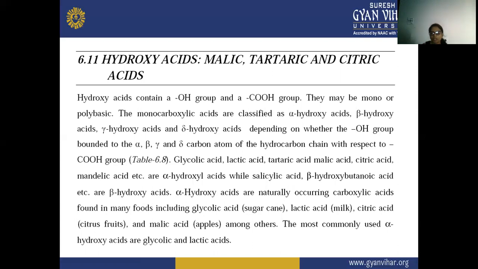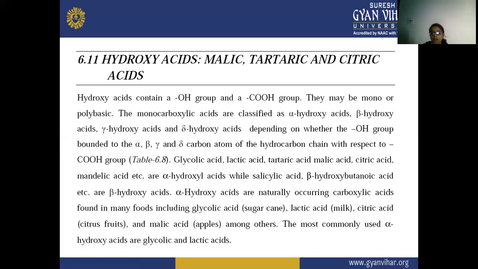And the alpha hydroxy acids are naturally occurring carboxylic acids found in many foods. So these carboxylic acids are present naturally. Glycolic acid is present in sugar cane, lactic acid is present in milk, citric acid is present in citrus fruit, and malic acid is present in apples. These are among the alpha hydroxy acids that are present naturally.